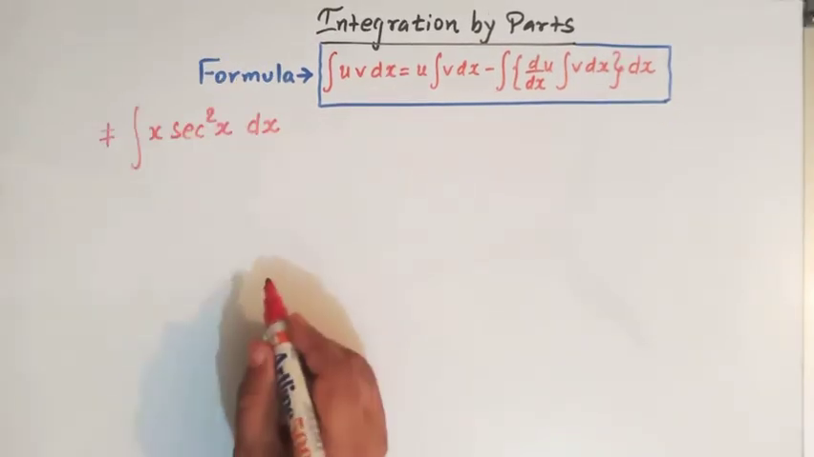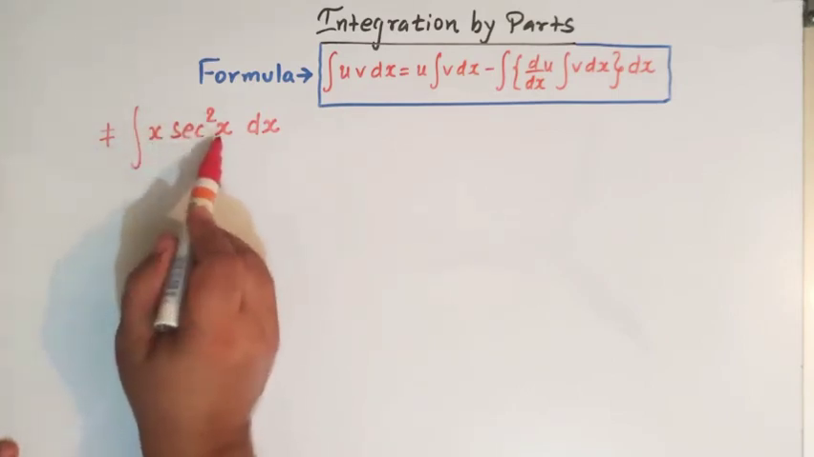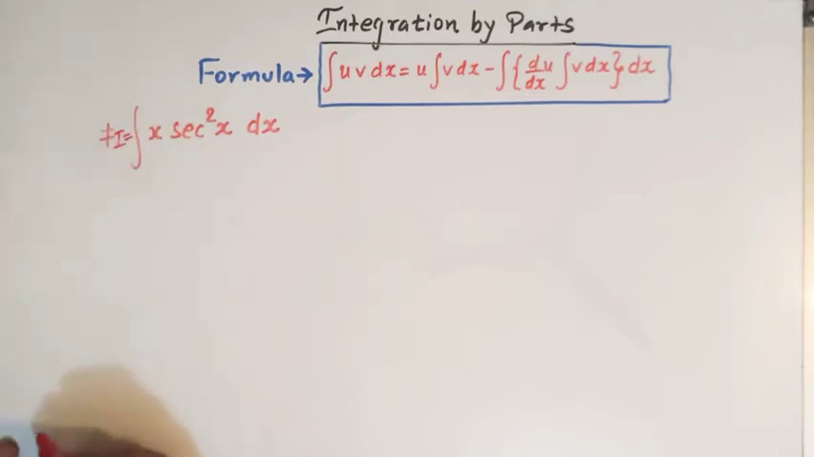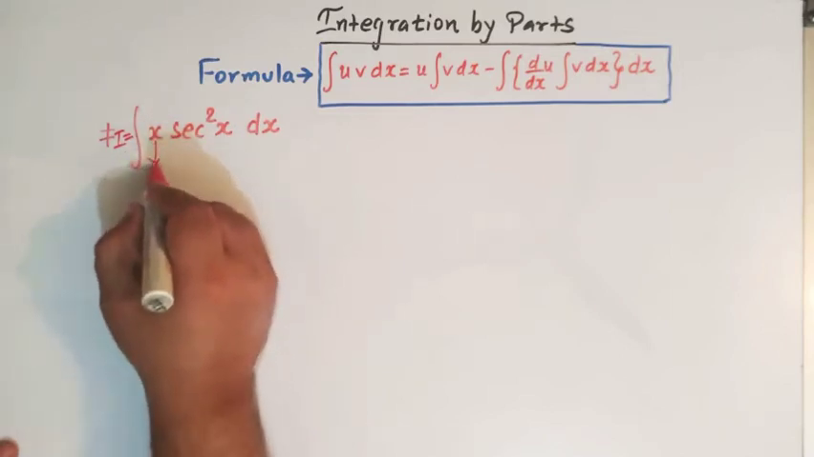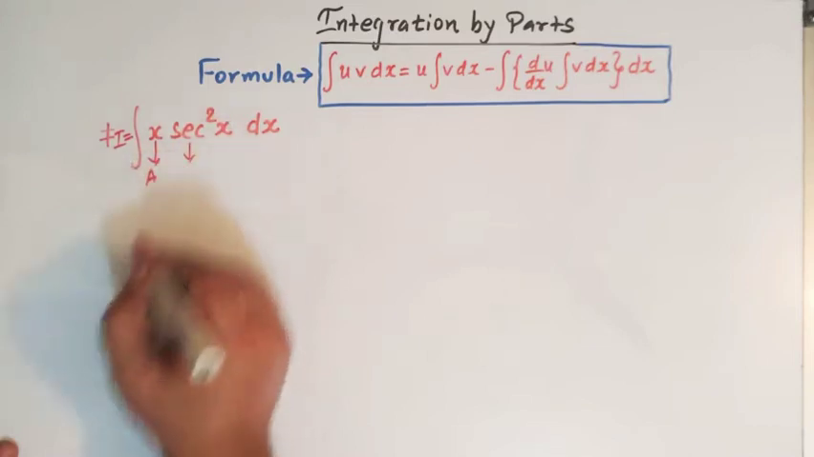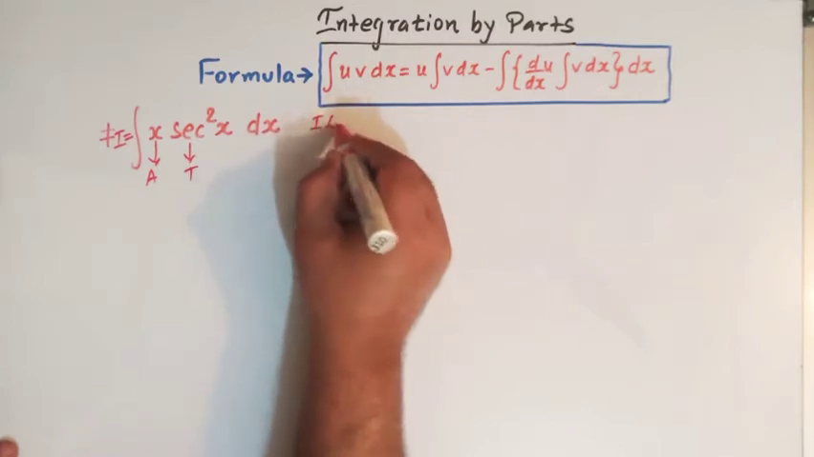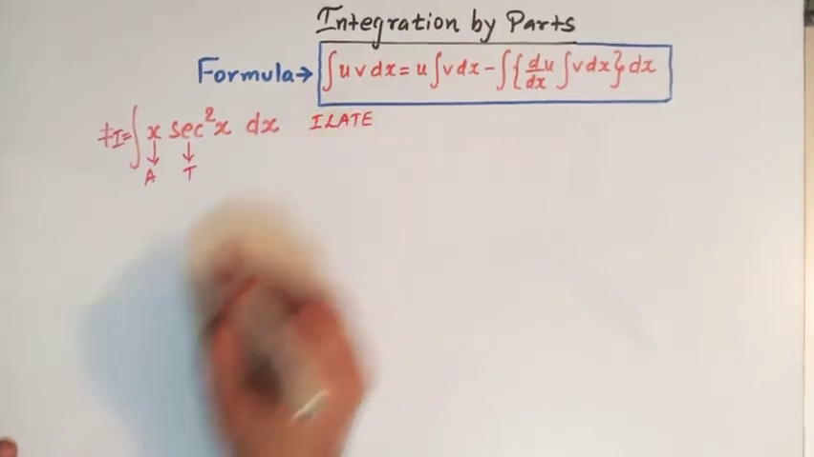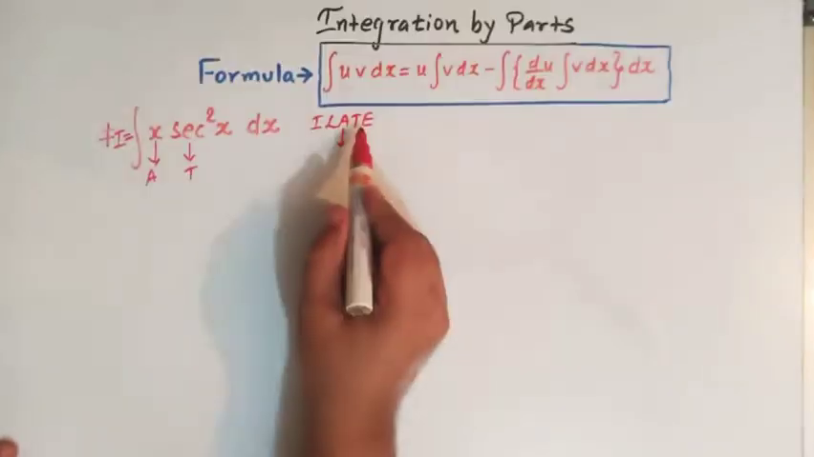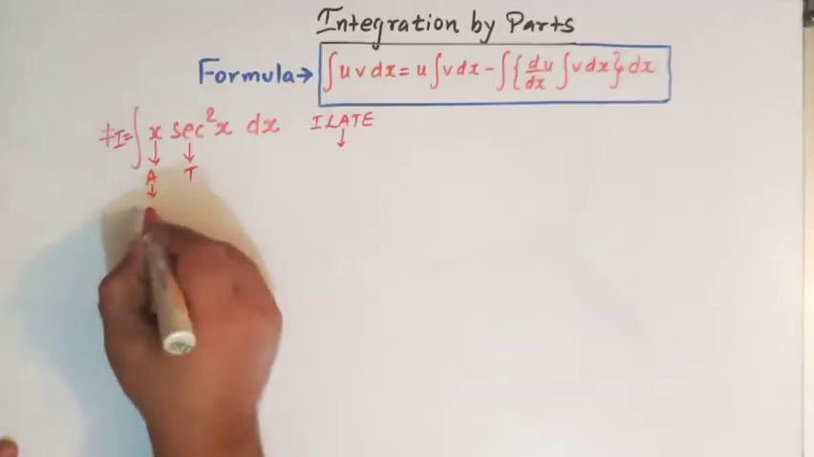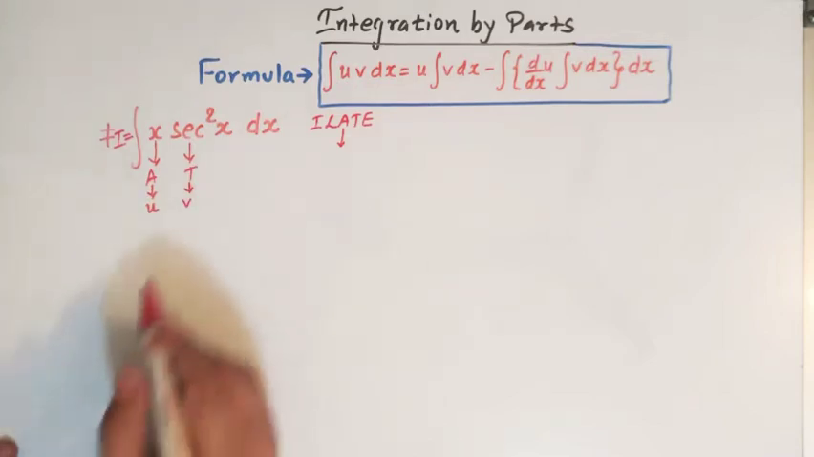Now viewers, let us take this third problem, and here we have to integrate x sec square x. So let us call this integral as I, and here we have the product of two functions. This is the algebraic function, this is the trigonometric function. So we use the rule ILATE, and here we see that the algebraic function comes before the trigonometric function. So this is treated as the first function, this is treated as the second function, right?